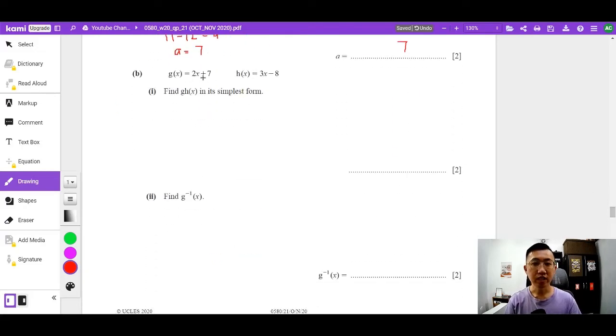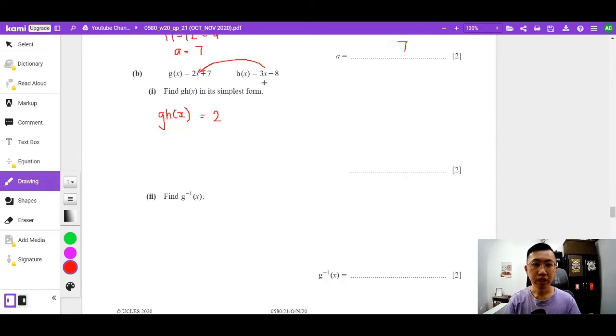g(x) is 2x plus 7, h(x) is 3x minus 8. Find gh(x) in its simplest form. Now remember, gh(x) means you have to do h(x) and put it inside g(x). Remember that. For functions, always read the right hand side first, then only the left hand side. So whatever I see for h(x), this one, put inside here.